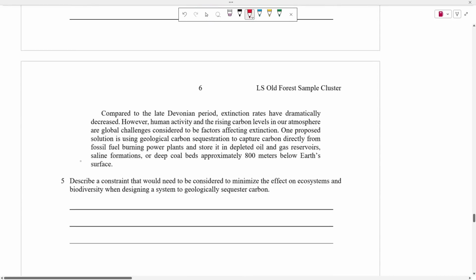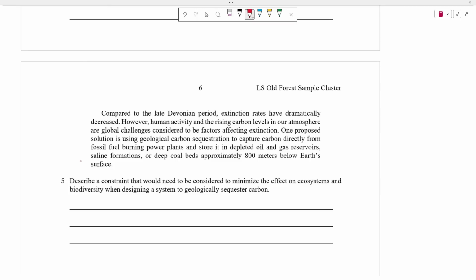So again, last question. This cluster says that compared to the late Devonian period, extinction rates have dramatically decreased. However, human activity and the rising carbon levels in our atmosphere are global challenges considered to be factors affecting extinction. One proposed solution is using geological carbon sequestration to capture carbon directly from fossil fuel burning power plants and store it in depleted oil and gas reservoirs, saline formations, or deep coal beds approximately 800 meters below the Earth's surface.